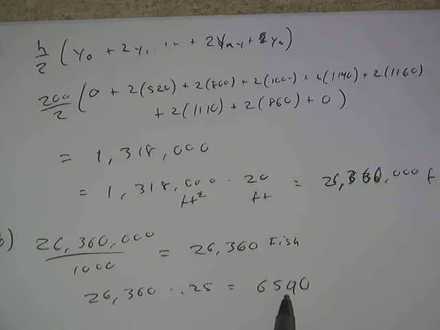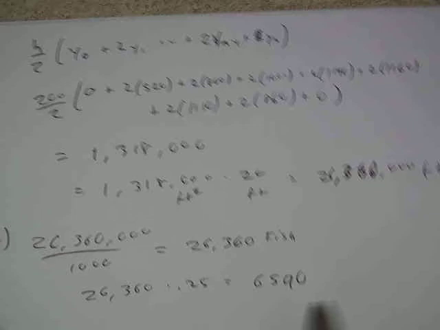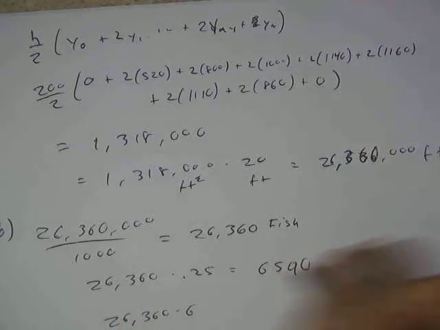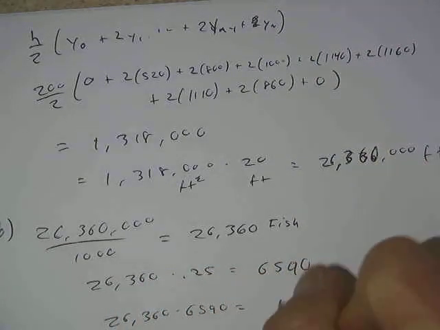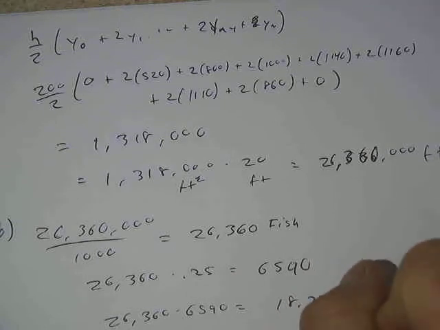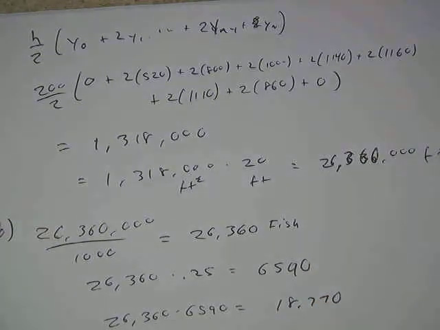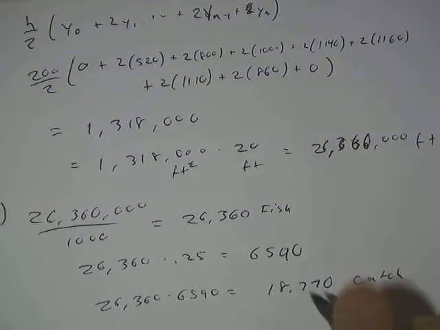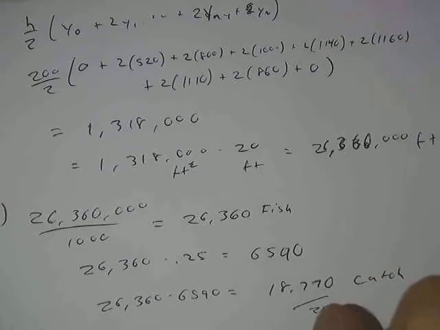Keep in mind this is how much we want to have at the end. That means we want to catch the subtraction of these two. So how many fish do we want to catch altogether? 26,360 minus 6,590 is 19,770. So we want to catch that many fish. And it says that we can catch 20 fish per license, and the bottom line is how many licenses do we need to sell, so we'll just divide this by 20.